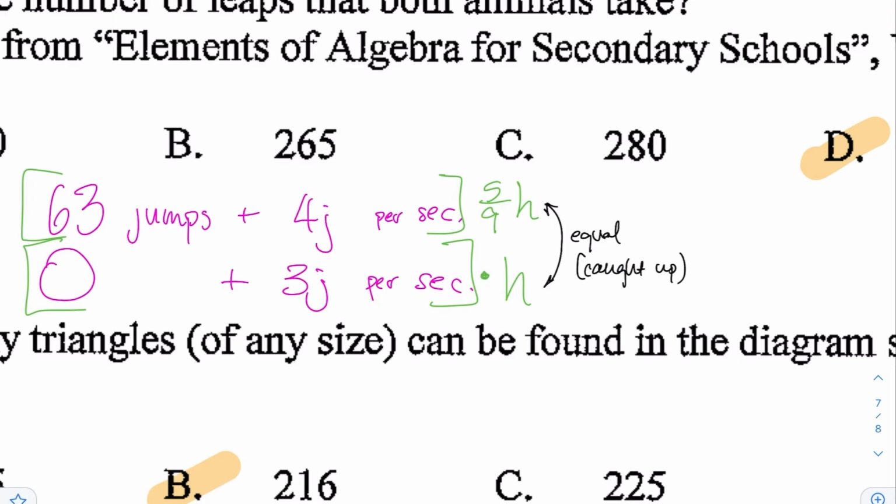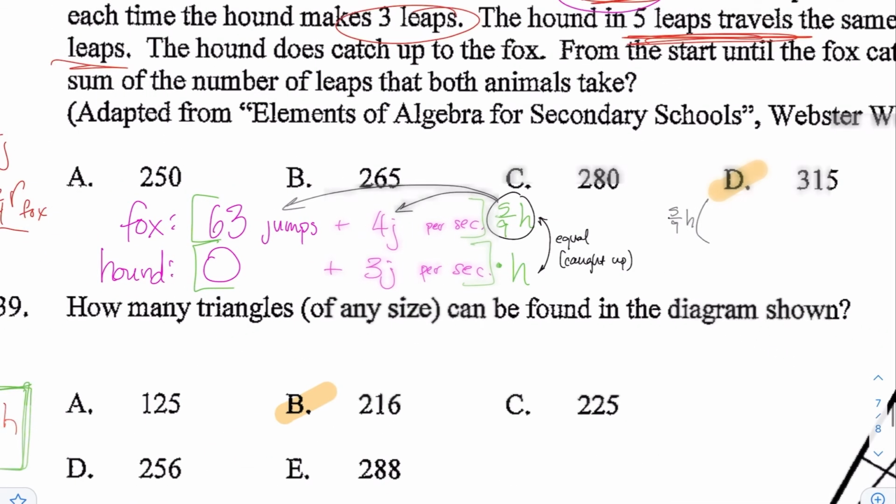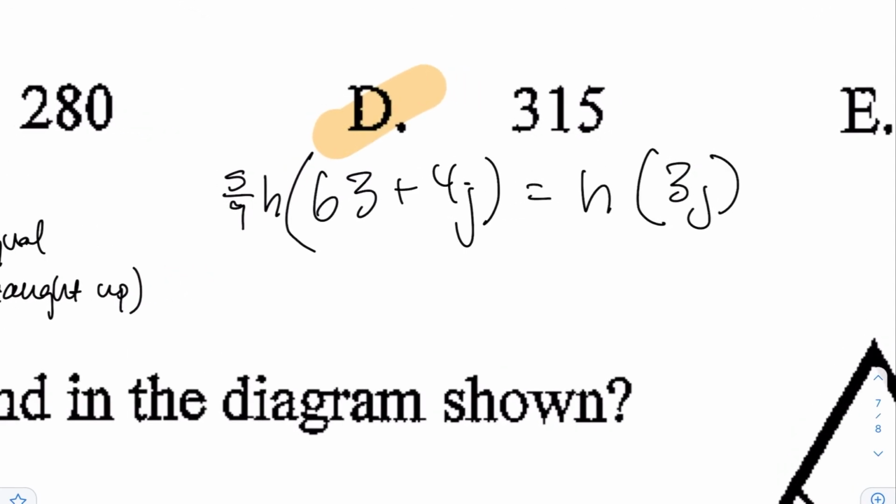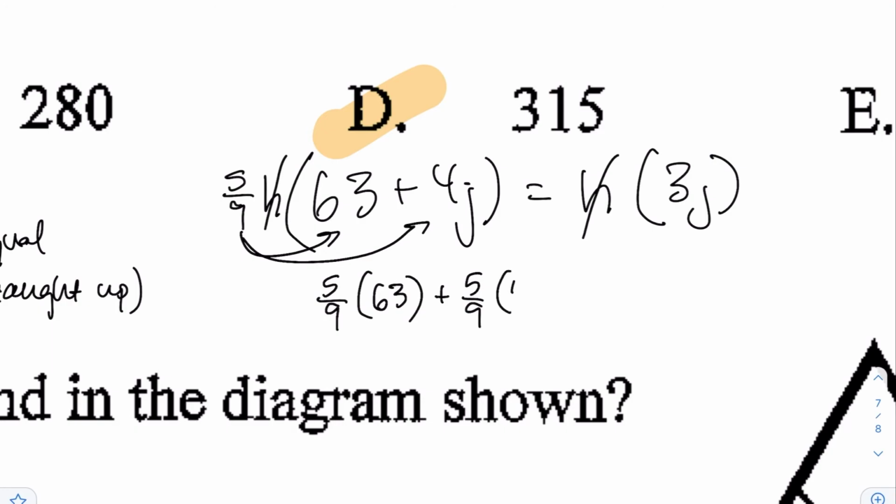So you have to distribute this 5/9 of h to 63 and 4j. You have 5/9 of h times 63 plus 4j, and you're setting this equal to h times 3j. So now I have an equation. This is a lot easier. We can first cancel out the h. So the h is gone. When you distribute 5/9, you have 5/9 of 63 plus 5/9 of 4j, and that's equal to 3j.